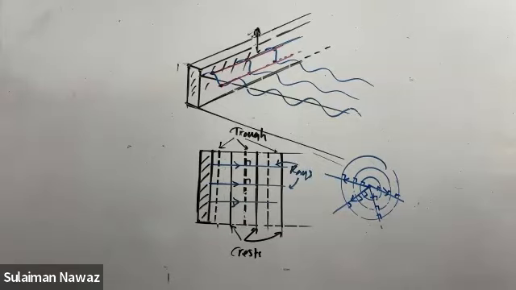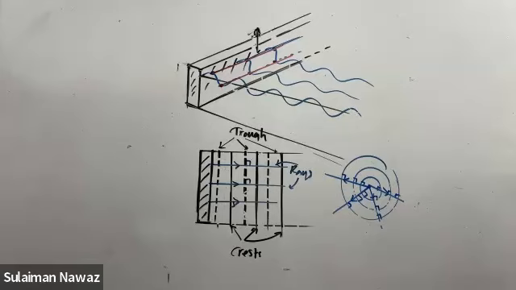Lambda over 2. Next point, in the transverse side, particles of the medium at the positions of the crests and troughs are at instantaneous rest. In the longitudinal side, particles of the medium at the positions of compression and rarefactions are at instantaneous rest.